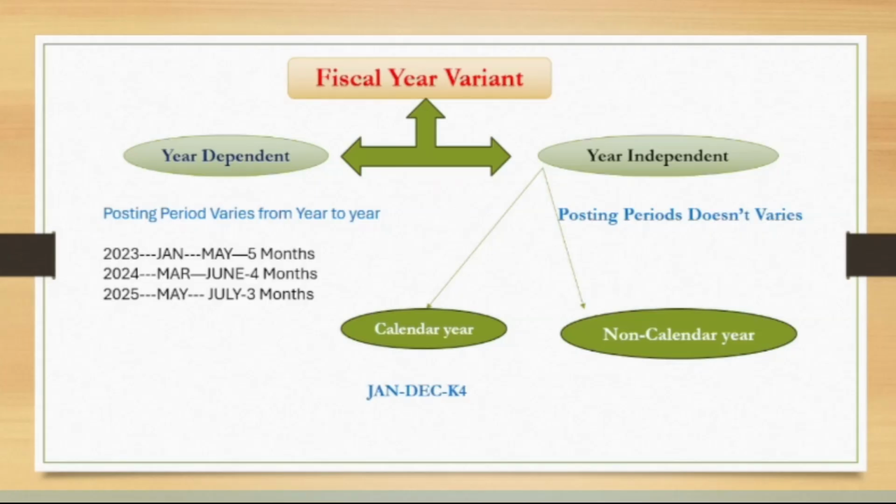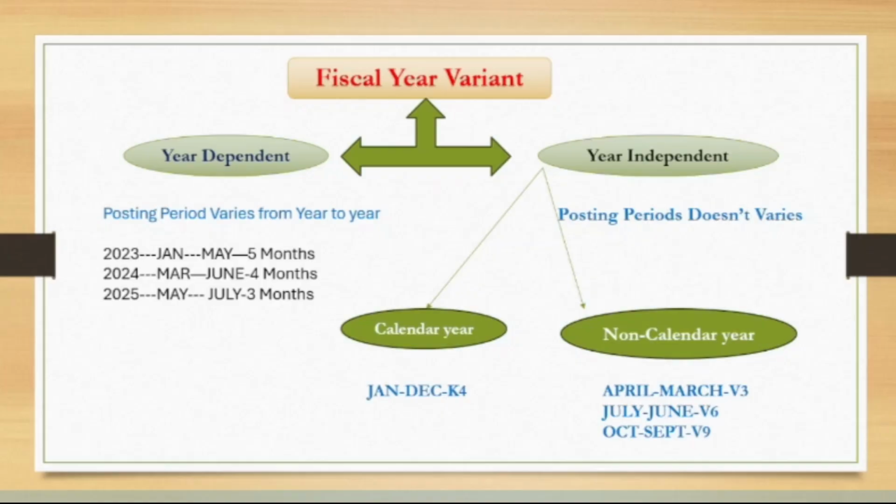Copy the existing K4 and you can modify that. Non-calendar year means a year which does not follow the calendar year. That means any month of the year, but that business you do for 12 months. In most companies in India, we use our financial year or fiscal year April to March, for which SAP has already created a standard variant V3.